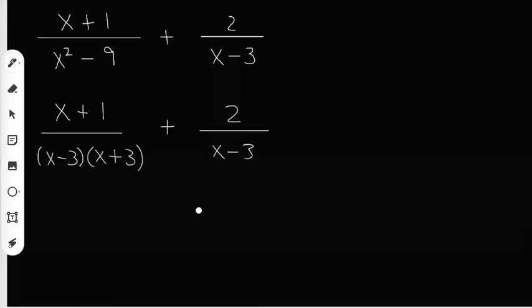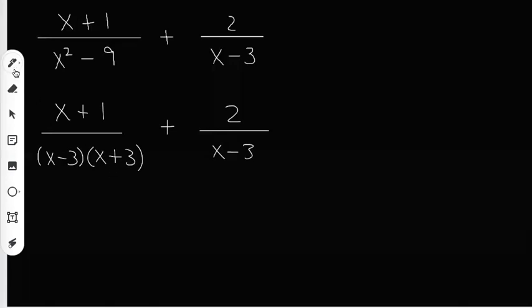So now, to make these denominators the same, I want to take the bottom of each fraction and make sure that they're the same thing before I add. At the bottom of the first fraction, I have x minus 3, x plus 3, and on the bottom of the second fraction, I have x minus 3. So I want to find out what the first fraction has that the second fraction is missing. What is the second fraction missing that the first fraction has? Well, it's missing the x plus 3.